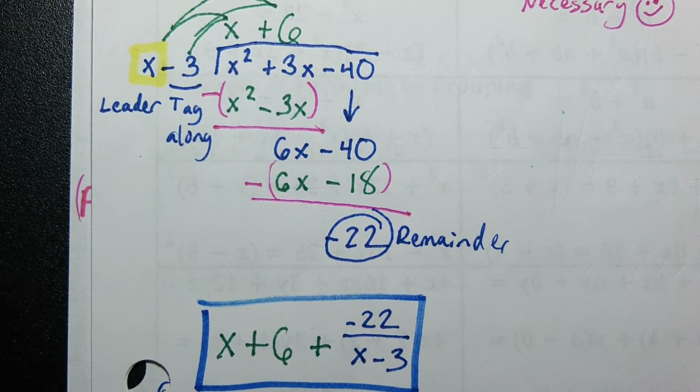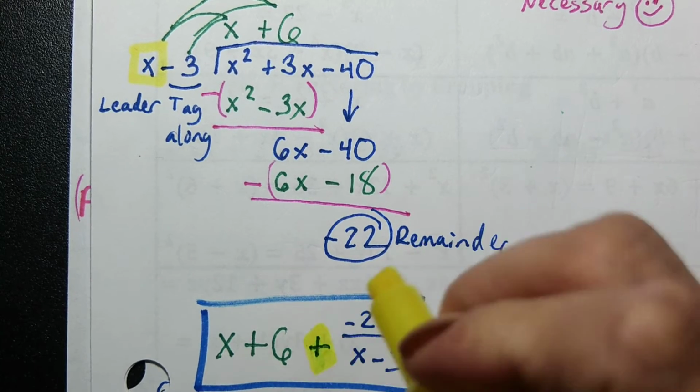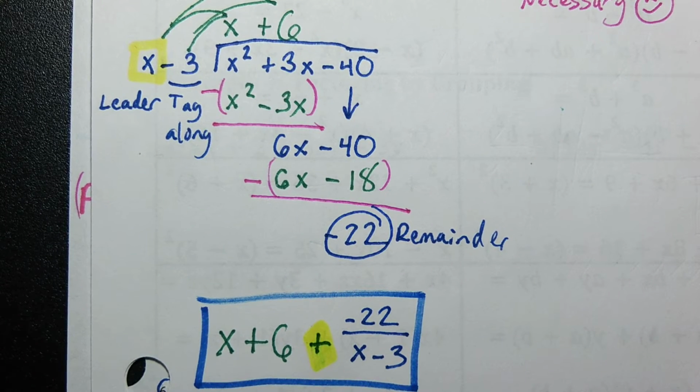Making sure we include that plus sign, connecting those two. Because when we divide a polynomial by a polynomial, we should get another polynomial with everything joined by pluses or minuses.